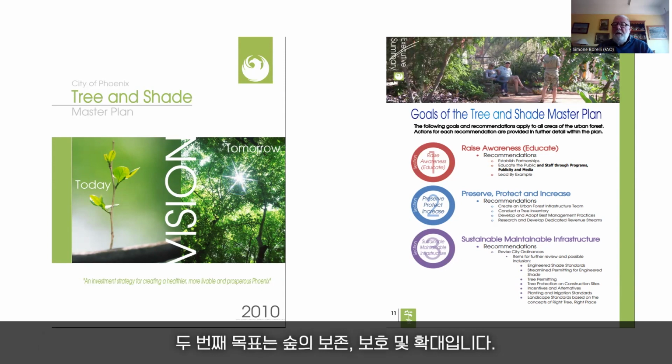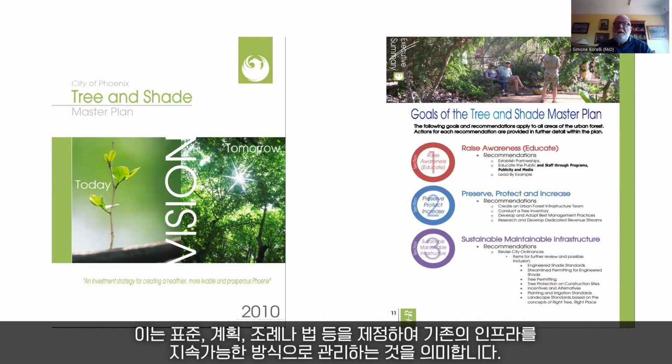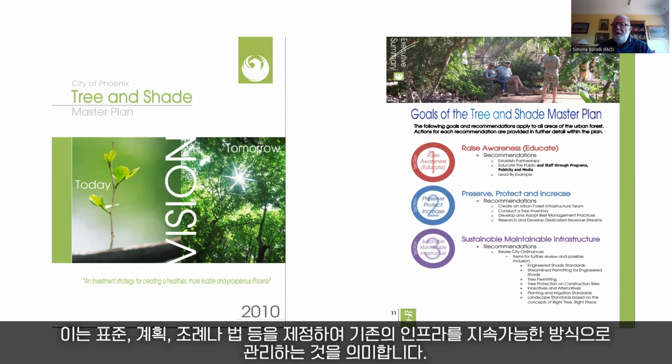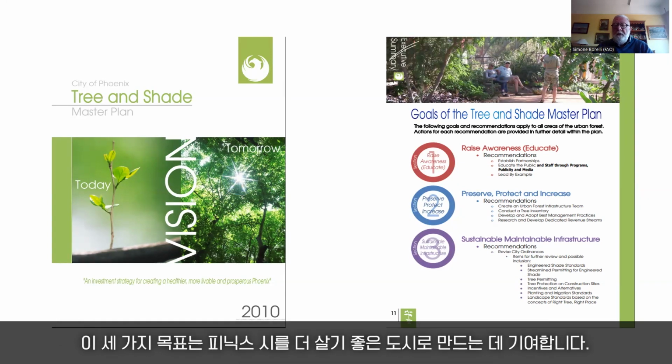Then the second goal was that of preserving, protecting, and increasing the forest cover. That is, not only planting new trees, but also ensuring that those who exist already are actually preserved properly and protected. And finally, the third goal, of course, was that of sustainably managing the infrastructure. And so there, it was really about creating standards, creating plans, creating acts to make sure that all the existing infrastructure was managed in a proper and sustainable way towards the overall goal of helping Phoenix become a more livable city.